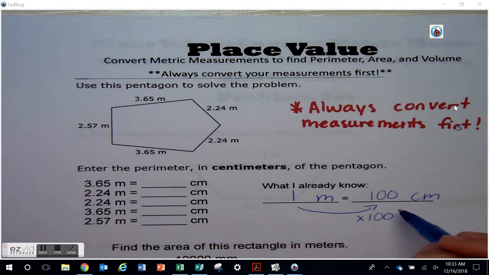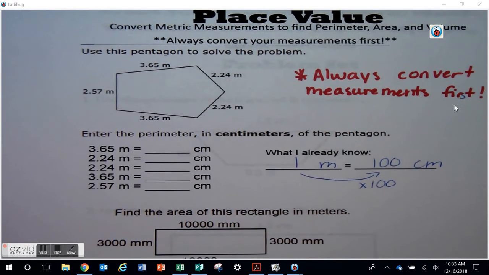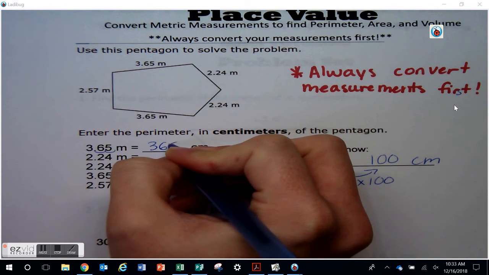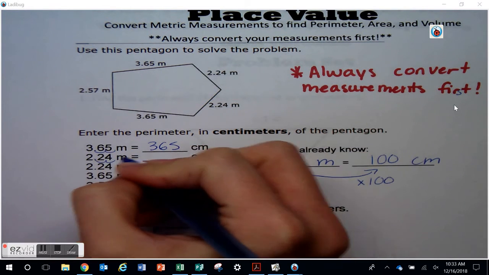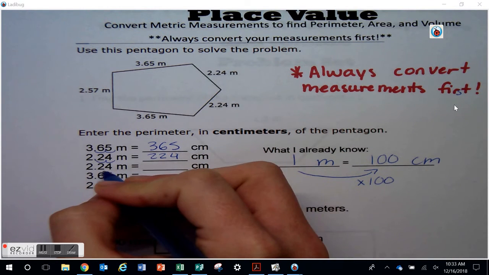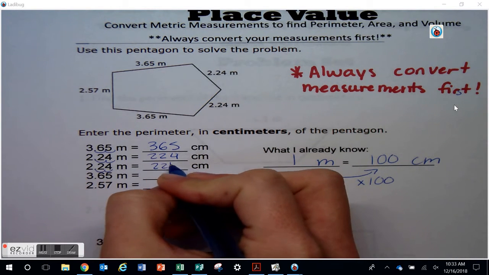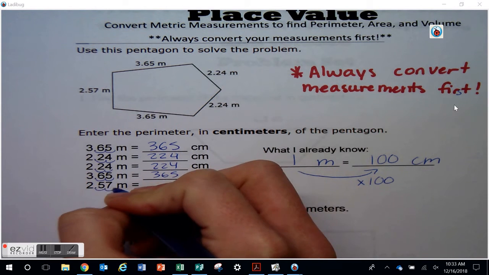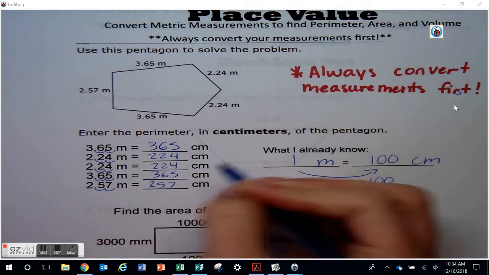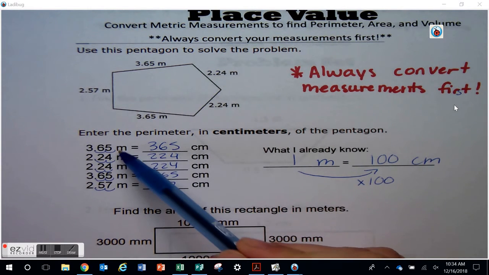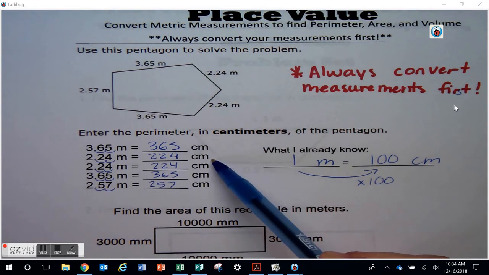So here we go, 1, 2, that's 365 centimeters; 1, 2, that's 224 centimeters; 1, 2, 224 centimeters; 1, 2, 365 centimeters; 1, 2, 257 centimeters. I took these 5 measurements and converted them into centimeters. Now, we need to actually find that perimeter.